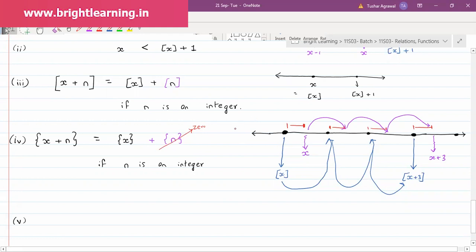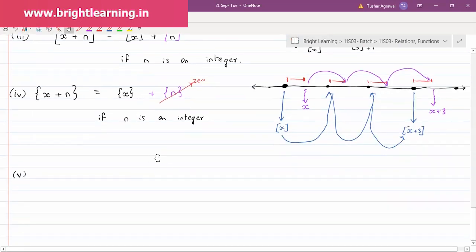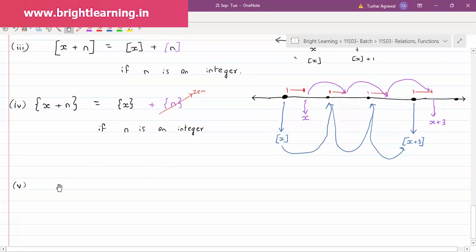So if you write it in this way, maybe you'll find it easier to remember. But if you memorize it this way, there is a chance of a silly mistake. What is the chance of that silly mistake? That silly mistake we'll see in the next property. That next property is x plus y, its step function.